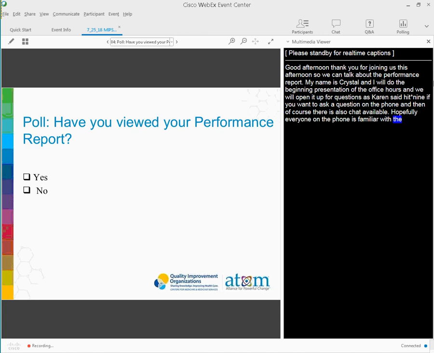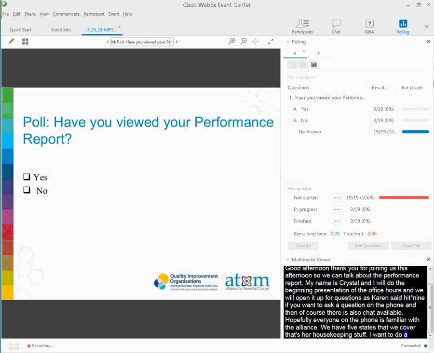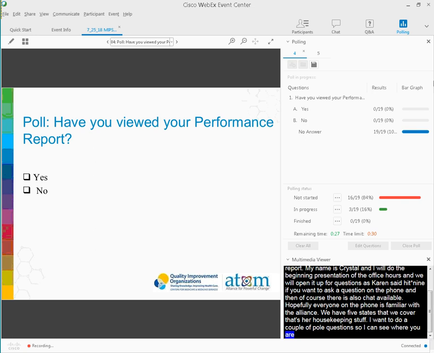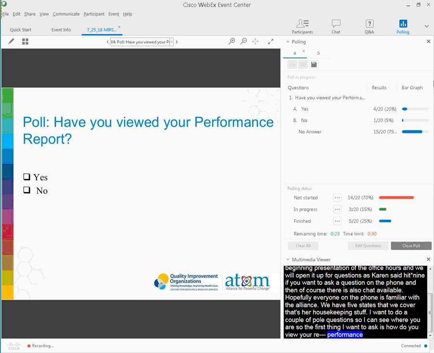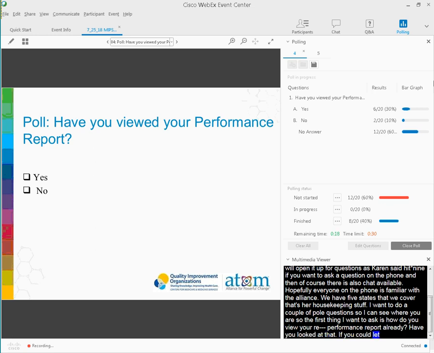Here's our housekeeping stuff. I want to do a couple of polls so I can see where you are. So the first thing that I want to ask is, have you viewed your performance report already? Have you taken a look at that? So if you could just let us know, have you seen your report yet? And I'll give you a few seconds.